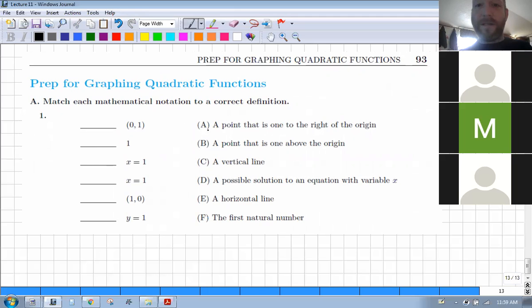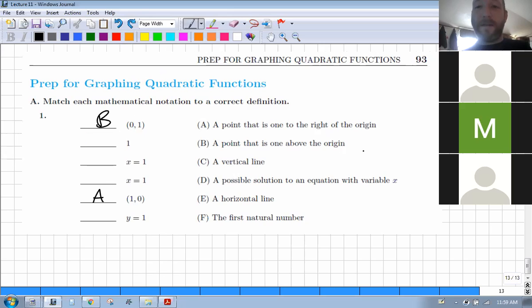A point that is 1 to the right of the origin. Well, that's this one. 0, 1. That's a point that is 1 above the origin. Oh, I did it wrong. A point that is 1 to the right of the origin. That's this one. All right. The 1 here is to the right. 1 above the origin. That's this guy, 0, 1. Right? The y value is 1.